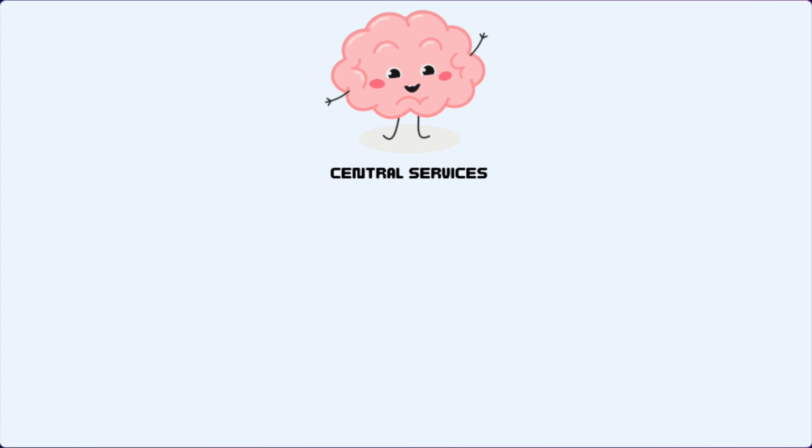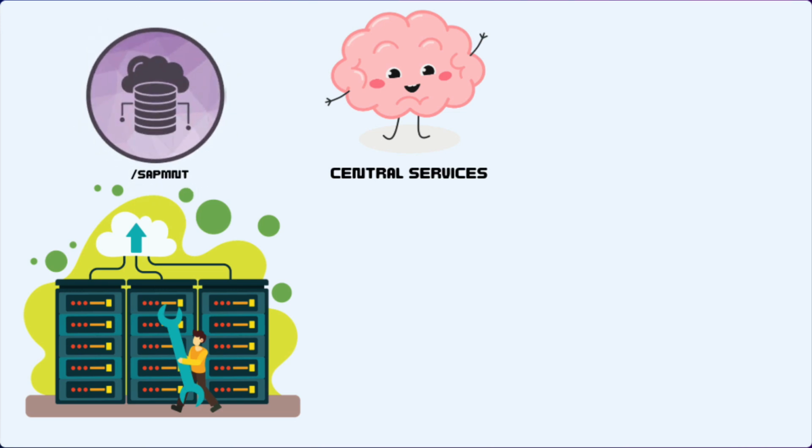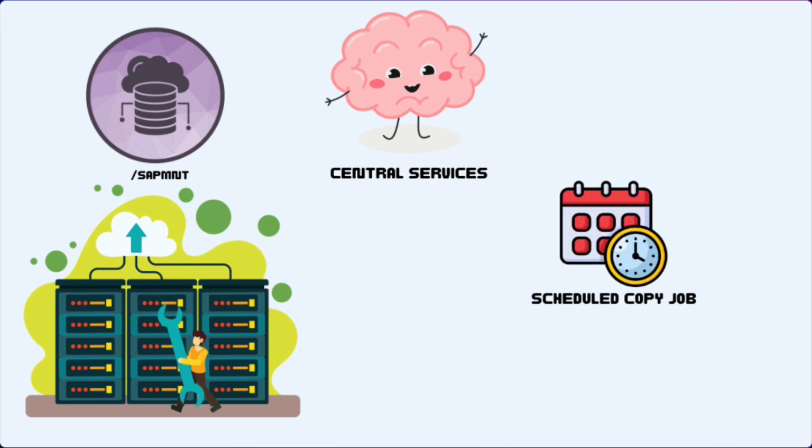Like the application server, this doesn't persist business data, but it has one crucial piece, the SAP MNT share. This SAP MNT share is like a shared blueprint folder that all of your application servers need access to. If it's not in sync, nobody knows what to do. To keep this in sync, you can use a simple scheduled copy job, or for a more robust solution, you can use Azure Site Recovery to replicate the cluster nodes.